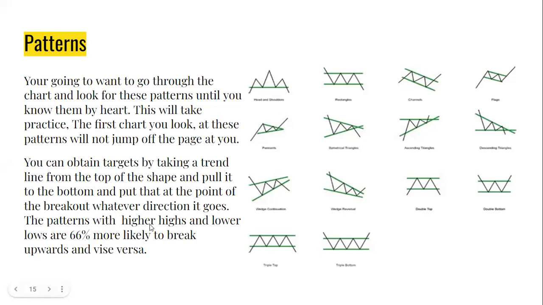The patterns with higher highs and lower lows are okay. Wait, yeah, you can obtain a target by taking a trend line from the top of the shape and pulling it to the bottom of the shape, and putting it at the point of the breakout, whatever direction it goes. The patterns with higher highs and lower lows are 66% more likely to break upward and vice versa.